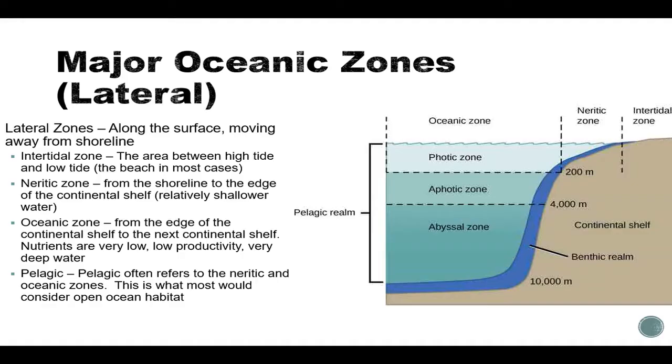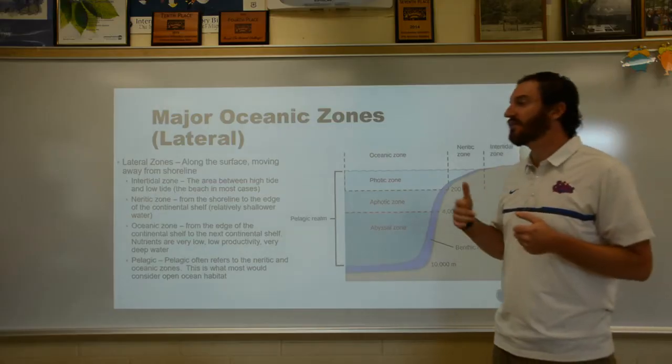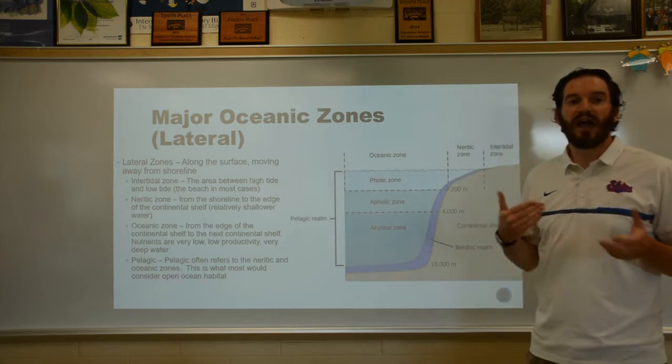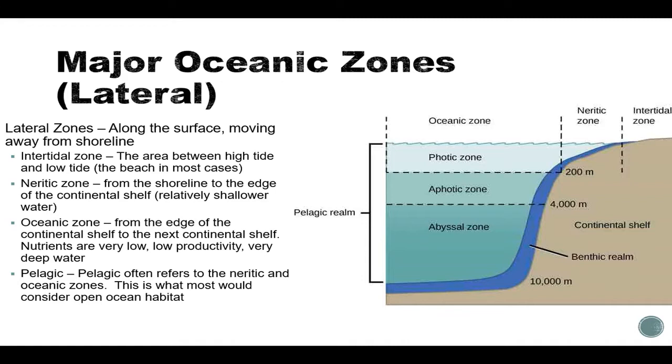The oceanic zone is just the open ocean. Once you're off the continental shelf, just the open ocean, the deep water parts of the ocean. And then pelagic is just kind of talking about everything else. It's really just kind of the whole body of water of the ocean. So sometimes you'll hear people refer to different types of birds as pelagic birds. They're open ocean birds, maybe things like petrels and albatross. They just survive out in the open waters.